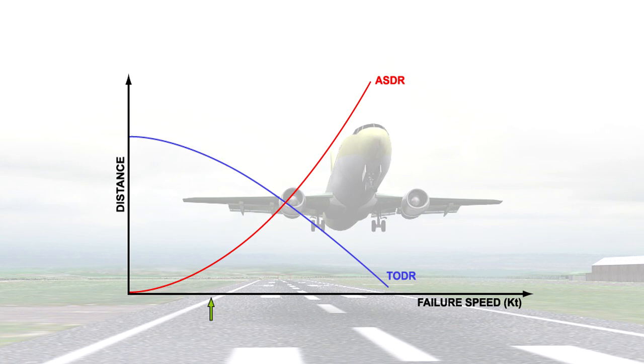If V1 was selected at a low speed, then this would be the distance required to accelerate and come to a stop, whereas this would be the distance required to continue the takeoff. Therefore, for the V1 to suffice, this is the amount of field length required. If there was that amount of field available at the airfield, then theoretically a V1 could be selected at such a low speed.